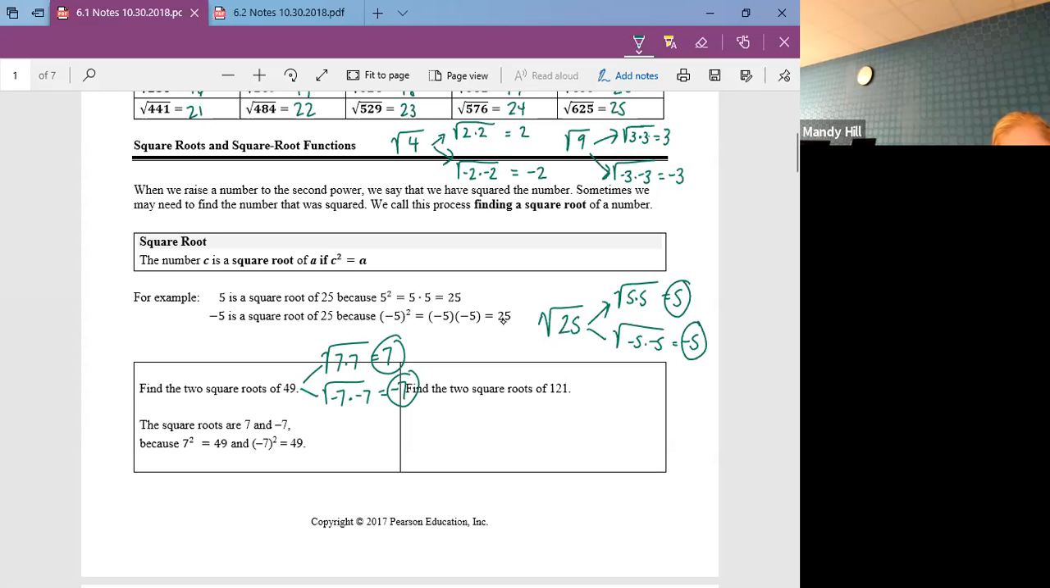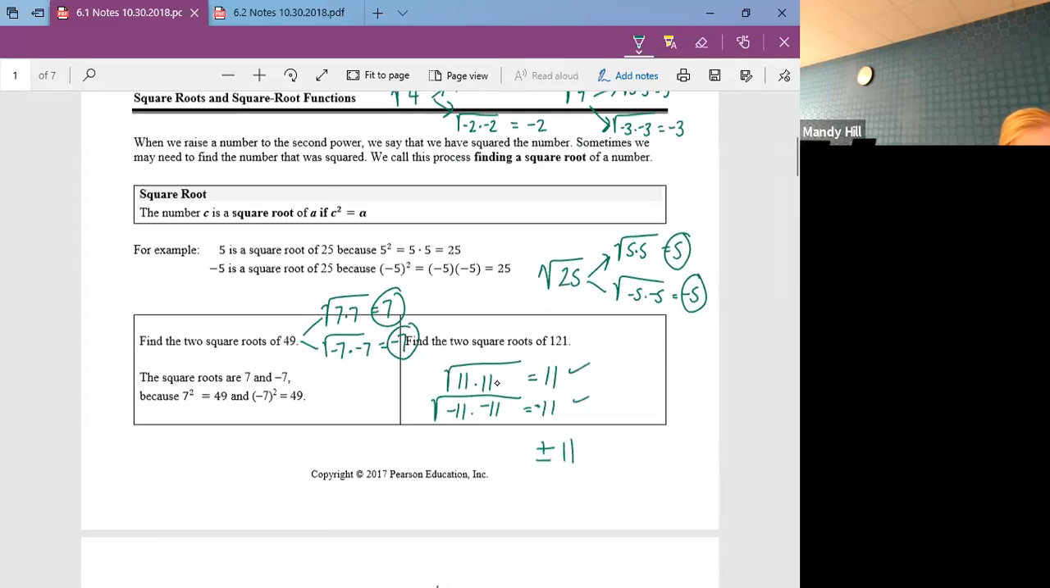Okay, so when we find the square root of 121, we've got 11 times 11, so we know the answer is 11. But also -11 times -11 is also 121. So the answer is both of these. And then a lot of times the way people write that is plus or minus 11. That's indicating that it could be positive or negative, that value.